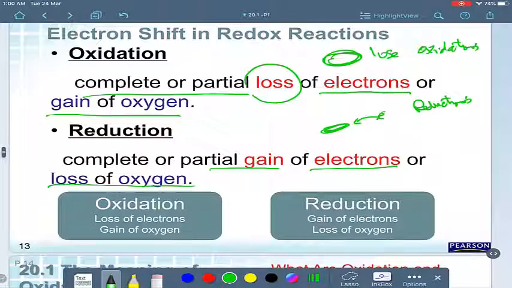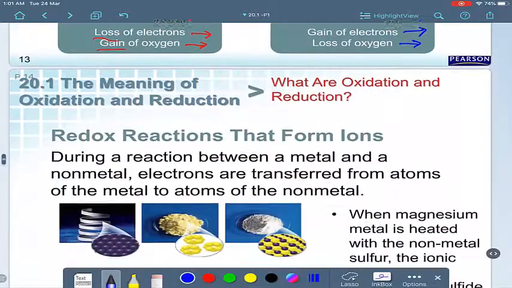So we have meanings now. Oxidation means loss of electrons or gaining of oxygen. Don't confuse them: losing electrons or gaining oxygen, whether this or that, means oxidation. But reduction means gaining of electrons, the opposite, and losing oxygen. So gaining electrons or losing oxygen means reduction. These are the two meanings we got up till now.